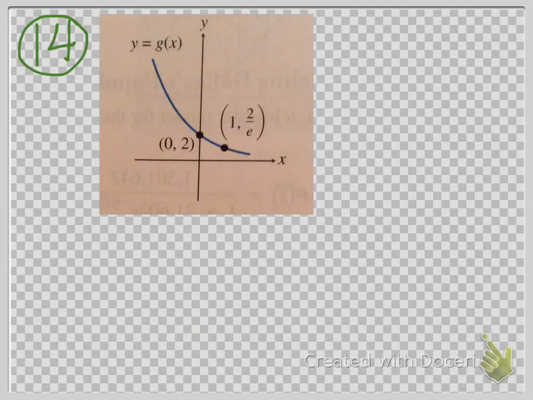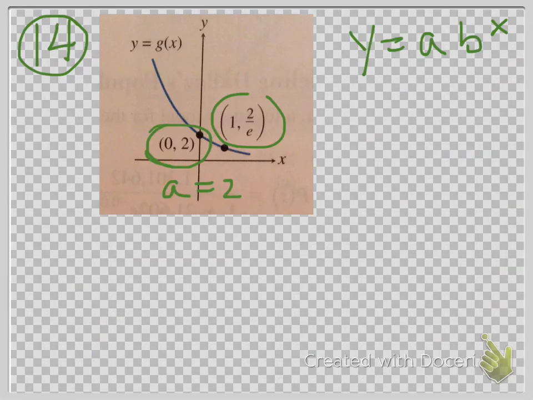On number 14, we are given a graph of an exponential function, and we're to write the equation for g of x. So, sort of like the last one we did, remember that when you see where x is given to be 0, its y-coordinate is a. So we know from that that a is 2, and we know that we're going to use y equals a times b to the x, which is the generic format of an exponential function. So we'll use the other point to replace x and y.